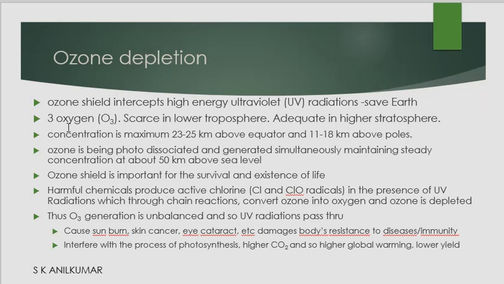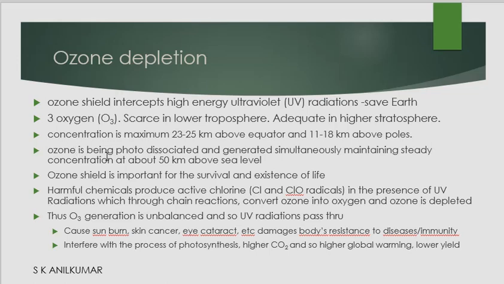The concentration of ozone is maximum at about 25 km above the equator and at about 20 kilometers above the poles. At the poles it is about 10 to 20 kilometers above the earth. That means ozone is not at an equal distance from the earth, it is at different levels. And it is scarce in the troposphere and adequate in the stratosphere.